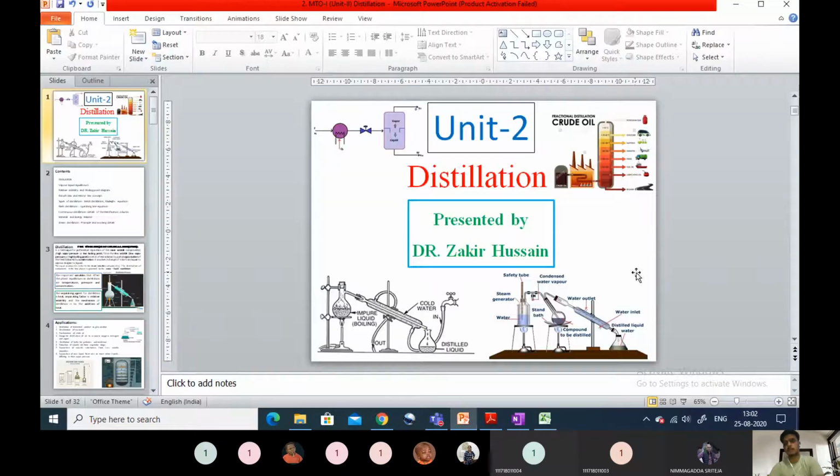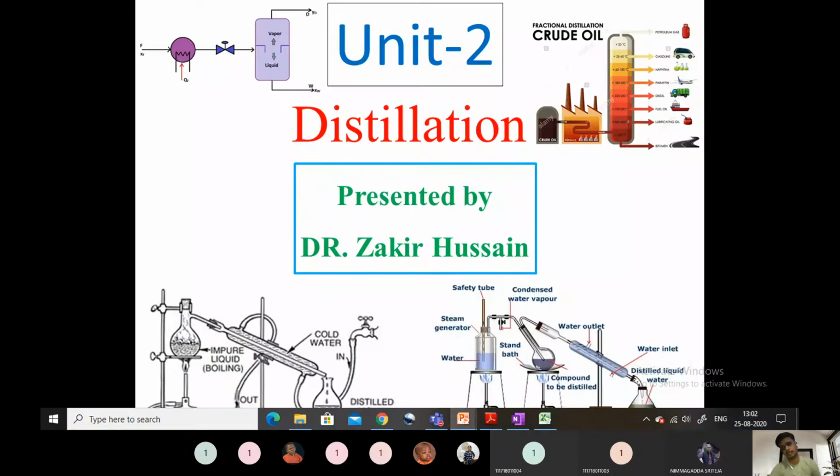Unit 2 of your Mass Transfer Operations is regarding distillation. The extension of this unit is Unit 3, which is also a fractionating column. The continuous distillation column we will be discussing in Unit 3, whereas the normal distillation is a simple or flash distillation. So some derivations of a continuous distillation we will see in Unit 2 first.